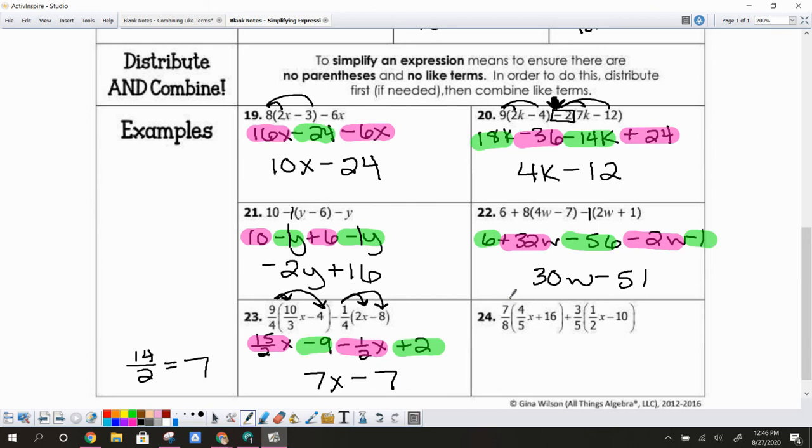And then for 24, you should have distributed. So we have 7/8 times 4/5 x. And when I simplify it, I get 7/10 x. And then I have 7/8 times 16, and that is 14. And then 3/5 times 1/2, and that is 3/10. That is as simple as it can go there. You can't simplify that. And then 3/5 times a negative 10, and that is a negative 6.